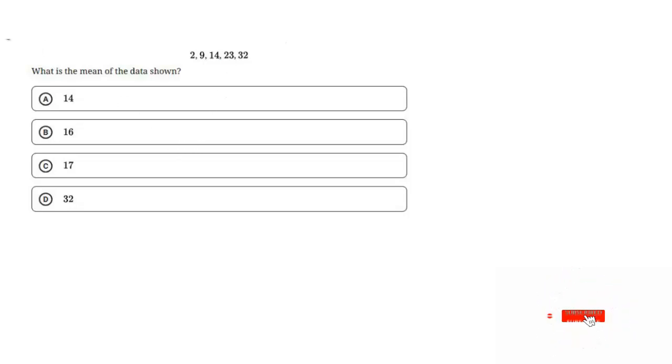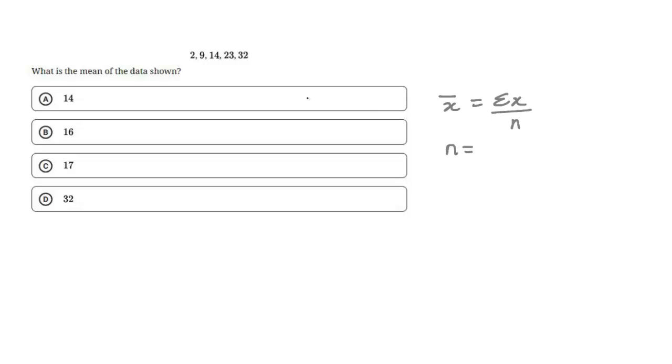All right, so in this video, I'm going to be solving this simple SAT mathematics problem. It says, what is the mean of the data? Of course, if you look at this problem, this is an ungrouped data. So the mean for an ungrouped data is given by x bar, which is equal to summation x over n, where x is the observation, where n is the number of observations.